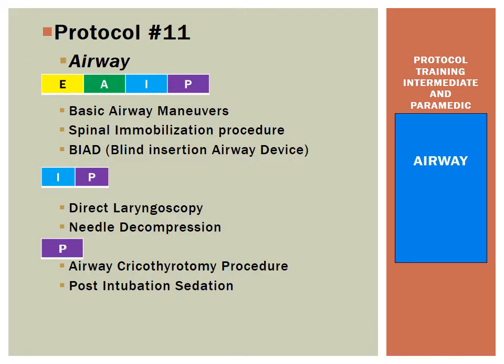So just to review, our EMT through paramedic level, basic airway maneuvers, spinal immobilization procedures if indicated, and the blind insertion airway device, or the King Airway. For our IMP level providers, direct laryngoscopy for our foreign bodies, and needle decompression for our tension pneumothoraxes. And for our P providers, airway cricothyrotomy procedures and post-intubation sedation.